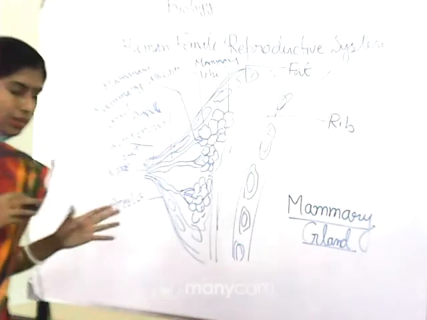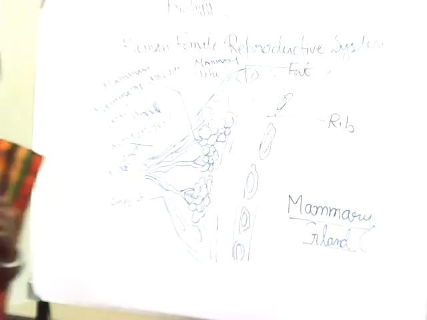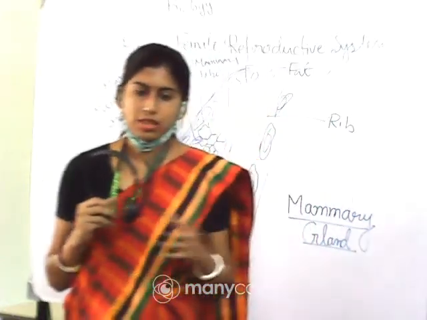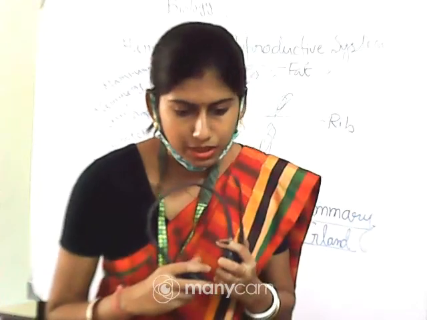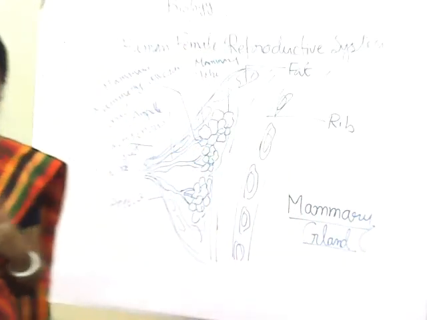Okay. So, with that I am completing the human female reproductive system. Today I will not start the gametogenesis part because, as you know, it is a huge process, and if I start it today I will not be able to complete it. So, I will start the gametogenesis in my next class.